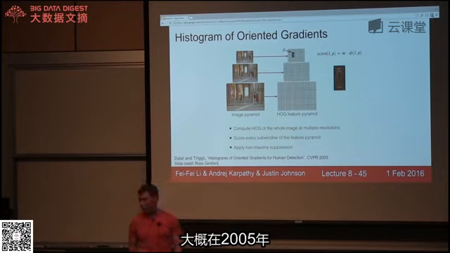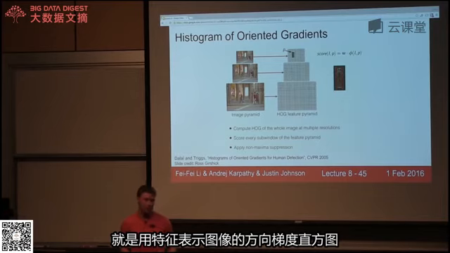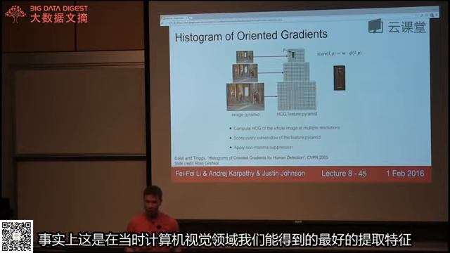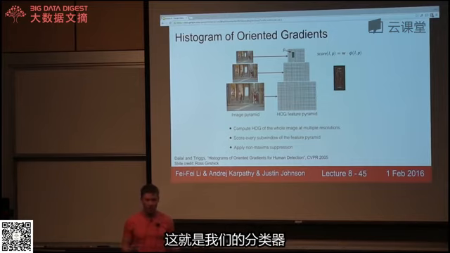So starting in about 2005, there was this really successful approach, at the time, for pedestrian detection that used a feature representation called histogram of oriented gradients. If you recall back to homework 1, you actually used this feature on the last part to do classification as well. This was the best feature that we had in computer vision circa 2005. So the idea is we're just going to do linear classifiers on top of this feature, and that's going to be our classifier.